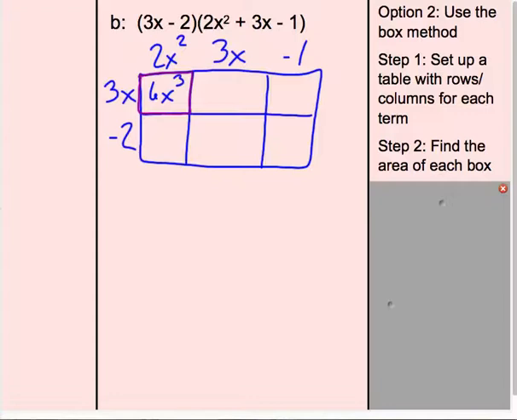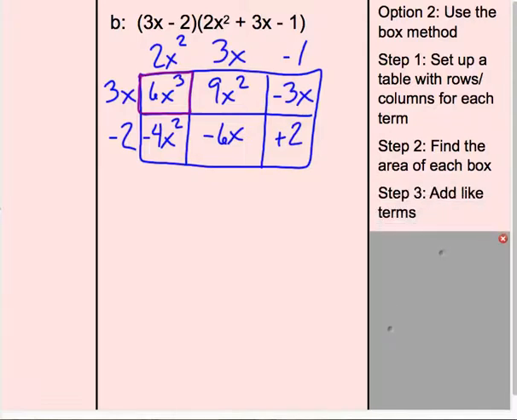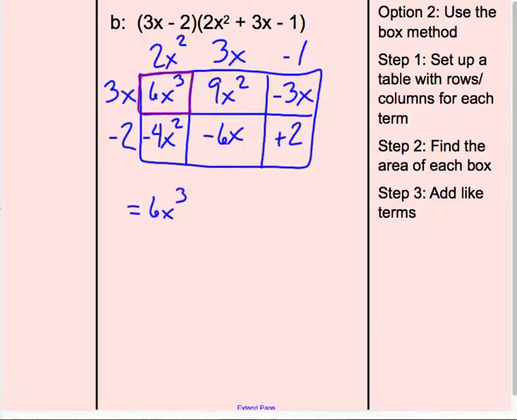And I'm going to continue that process for the first row. 3x times 3x is 9x squared, and 3x times negative 1. Second row, negative 2 times 2x squared, negative 2 times 3x, and negative 2 times negative 1. Then I'm going to add my like terms and simplify as I add my like terms so that my answer is in standard form. Starting with my highest power is 6x cubed, no like terms. Negative 4x squared and 9x squared gives me a 5x squared. Negative 6x minus 3x gives me negative 9x plus 2.